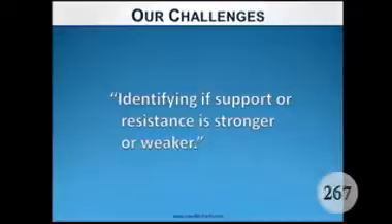One of the challenges one of the traders sent us before the seminar: how do we identify if support or resistance is stronger or weaker? And this is where we look at combining candles with Western signals, support or resistance. So we're going to be segueing into what I call my candlestick screener.